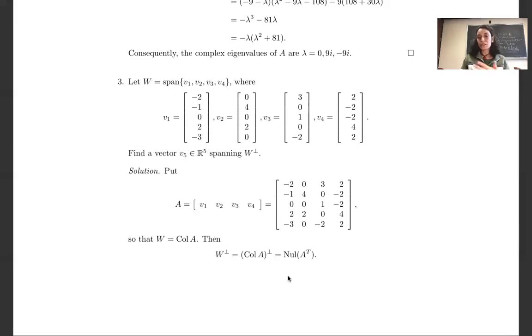So W perp will be equivalent to the null space of A transpose, which is now very easy, because I know what to find. I will find the space W perp, because if I can characterize W perp, I will already find a vector there, because at the same time you will find a basis vector, and it will be enough for us. So finding W perp now is equivalent to finding the null space of A transpose. Since we already define A as this matrix, it's easy to find the transpose, then find the null space of this matrix by solving A transpose X equals 0.